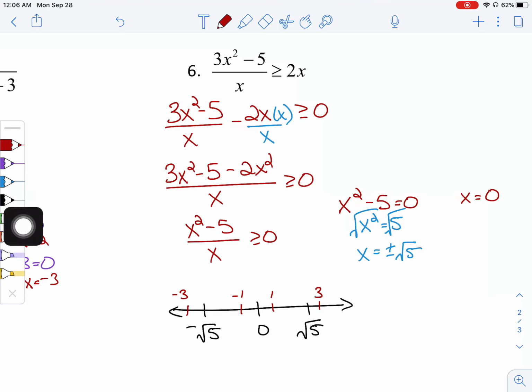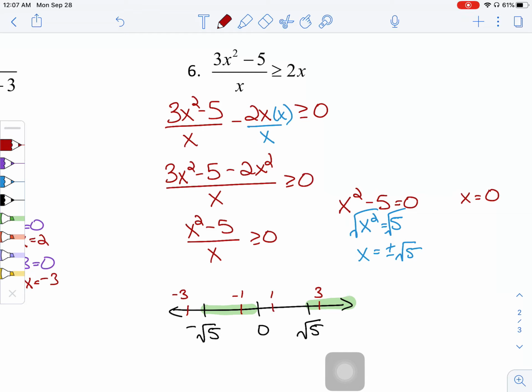Using your original, always go back to the original. Testing -3 tests false. Testing -1 tests true. So between negative root 5 and 0 works. Testing +1 is a false test, and testing +3 is a true test.